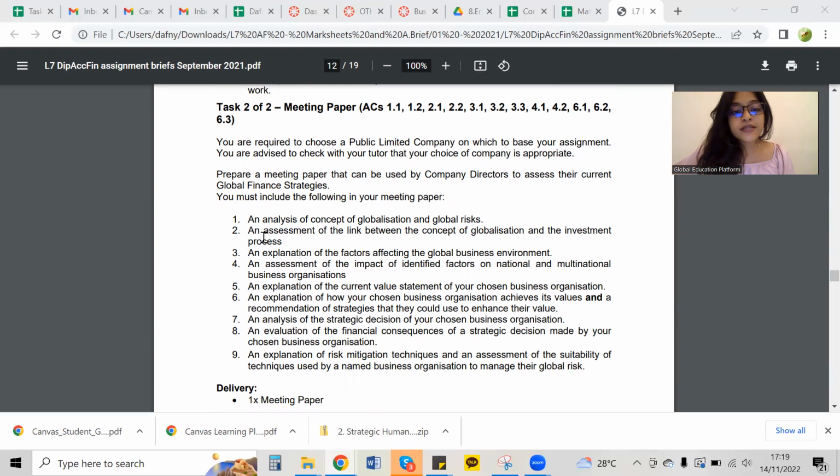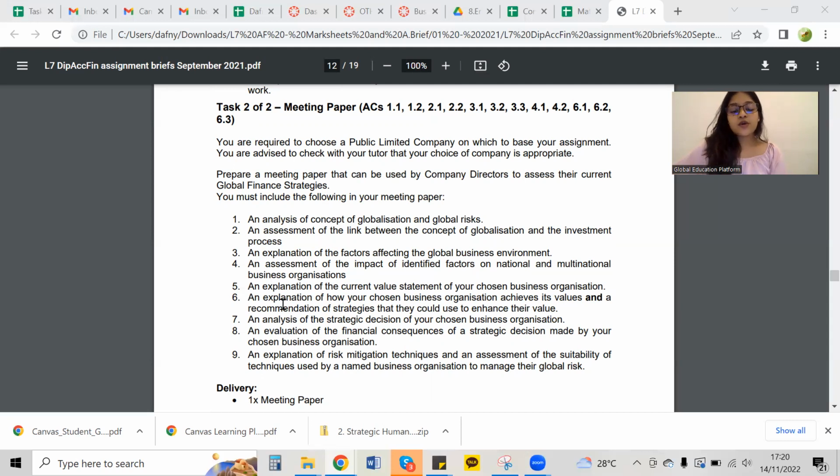right? Second point, an assessment of the link between the concept of globalization and the investment process. So there are two key points here. So it's about the globalization and the investment process. So you briefly describe that under the section 2, and you're going to talk about the link, the connectivity between the concept of globalization and investment process. We've covered this in the first class itself. Why do they invest? The link between developed and developing countries, the reasons for the movements, all of this has been discussed, right?